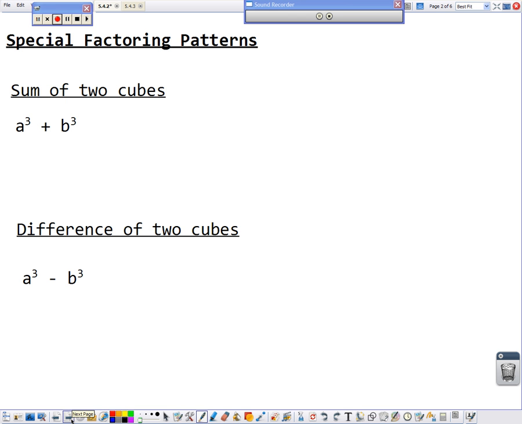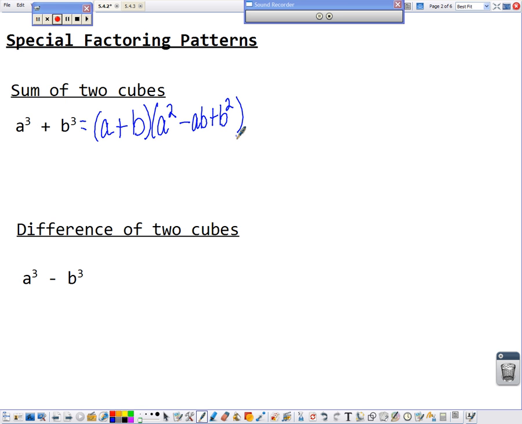What we mean by the sum of two cubes is that the first term and the last term have to be perfect cubes. Your answer is going to end up being the cube root of a to the third, which would be a, the first sign is a plus inside of here, and it's the cube root of b. So it'd just be a plus b. The trinomial is going to be a squared minus ab plus b squared. Okay? All right, so let's actually take a look at one of those.